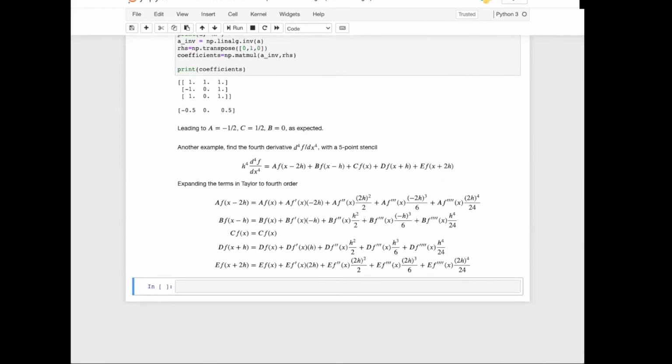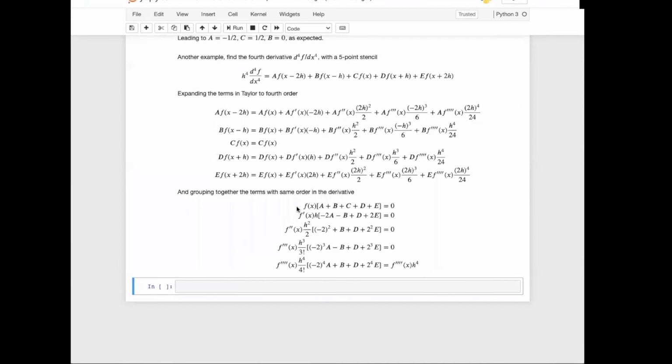Now, doing the same thing that we did before, grouping together the terms that are of the same order in the derivative, this is what you get. Sum here, a, b, c, d, and e, which are multiplying the f of x. The terms that are multiplying the first derivative are minus 2a, minus b, d, and 2e.